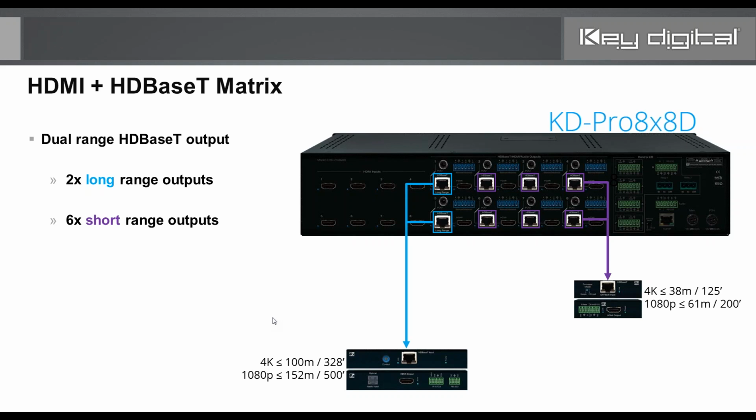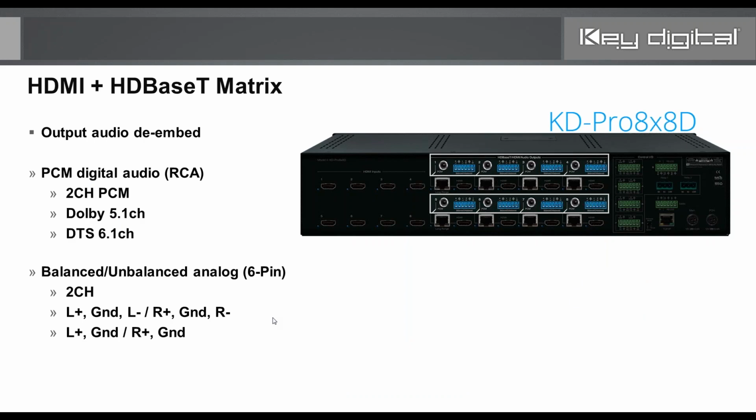There is audio de-embedding on each and every output of the KD Pro 8x8D. You have digital supporting 2-channel and up to Dolby 6.1, DTS 6.1, so not HD formats, but surround formats are supported on the digital connector, and analog supporting 2-channel only, but able to connect on a balanced or unbalanced. So if you want positive, minus, and ground, or plus only and ground, you could do so.